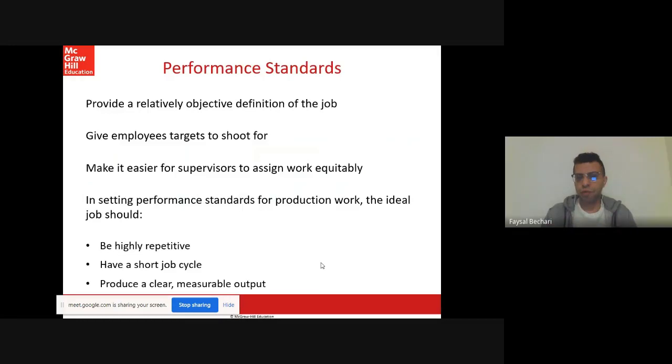In setting up performance standards for production work, the ideal job should be highly repetitive, have a short job cycle, and produce a clear measurable. Highly repetitive, as we said, you produce, I don't know, 10 chocolates a day. So if you make it 12 chocolates a day, it's the same job, repetitive. And if you make more units measurable, then you get a better performance, which is connected to the better pay.